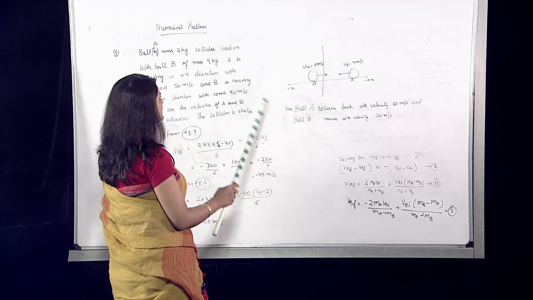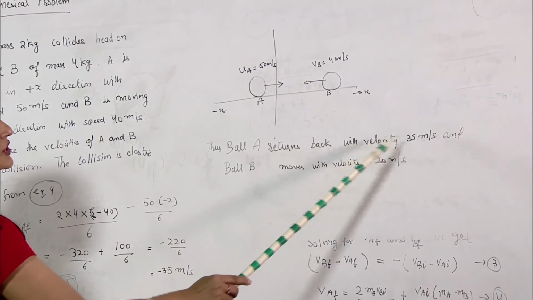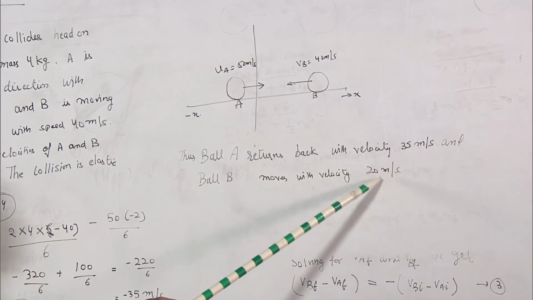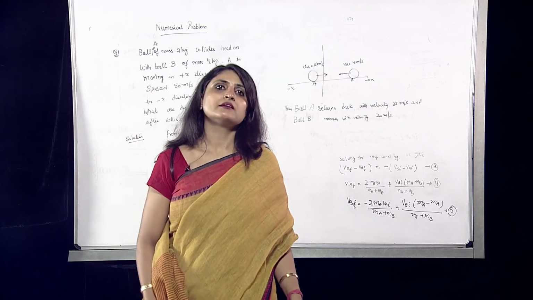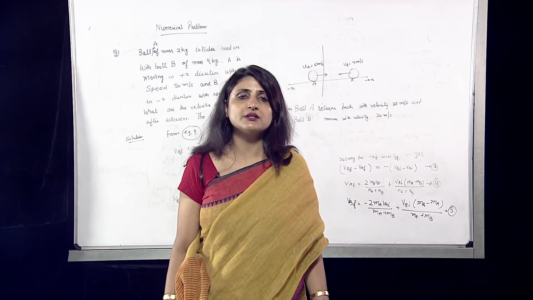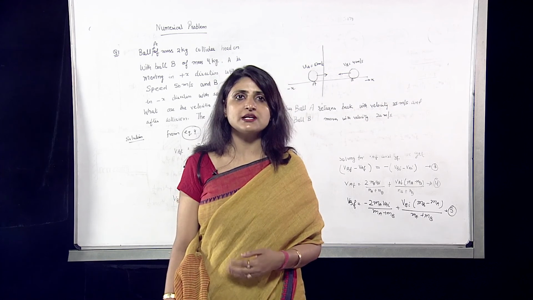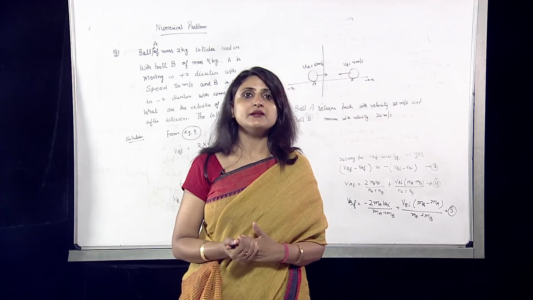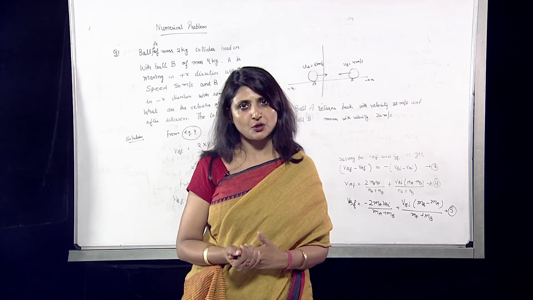So, this numerical problem says that ball A returns back with a velocity 35 meter per second and ball B moves with a velocity 20 meter per second. I hope you understand elastic collision as well as inelastic collision that we encounter in our daily lives, and there is a decrease in velocity; all the laws are being obeyed, and still we have dissipative forces coming into play and there are differences in the velocities.